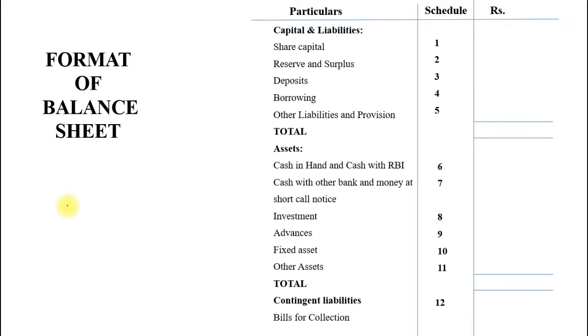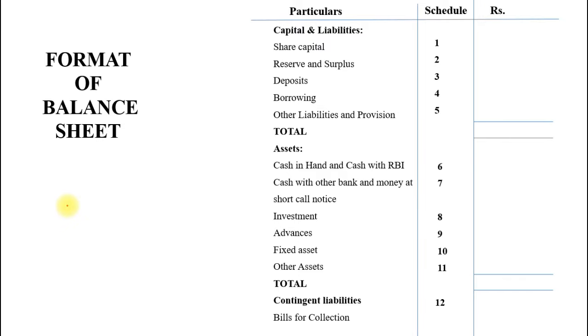Cash in hand, cash with RBI, then you have cash with other bank, money at call notice. Investment: if the bank has made some investment, it can be investment in gold, in shares, in any of those. Advances: if the bank has given loans, advances, bill discounting. Under fixed asset, if the bank has land and building, furniture, machineries. And contingent liability: if the bank has taken someone's security or some mortgage, some bill collection, some security was taken, that comes under contingent liability.